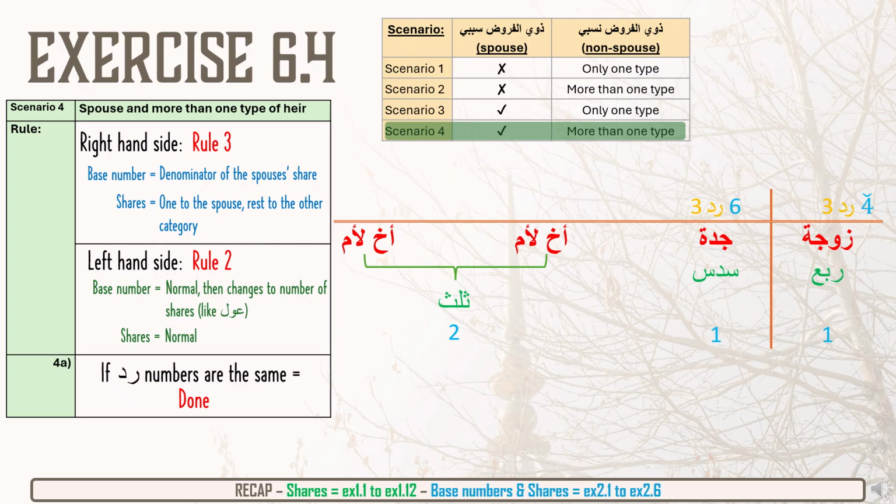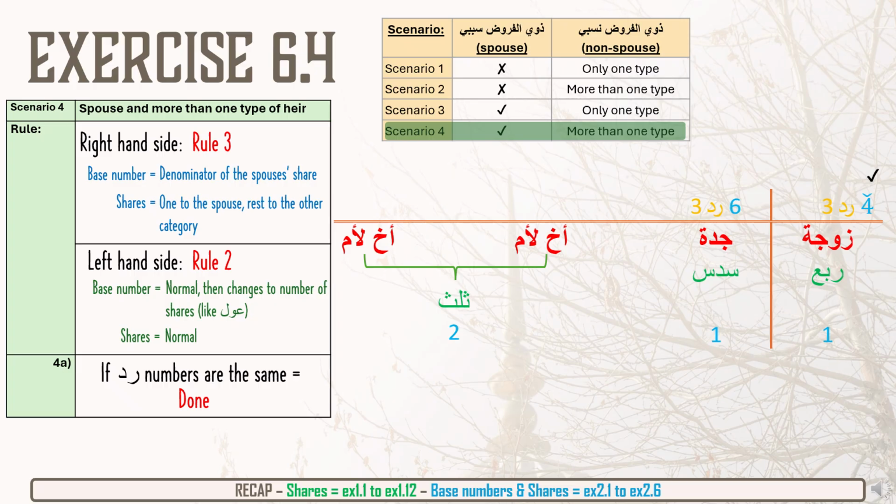The answer is complete. So here, let's check our radd numbers. Well, the radd number on the left hand side is 3 and on the right hand side is also 3. Since the two radd numbers are the same, the answer is complete. 4 will be the base number, the one on the right hand side. I put a tick on that. And the shares are 1, 1, and 2.